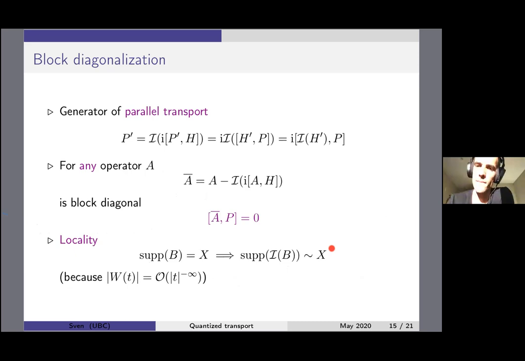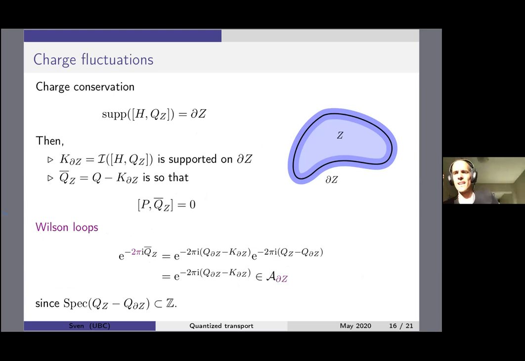I'll have to go a little bit faster. So, you know, the point is I want to apply this to charge, to the operator of charge, really. And so I suppose that I have a charge conserving Hamiltonian. Of course, if I'm transporting charge, I'm interested in things where charge does not appear and disappear. So it's a charge conserving Hamiltonian.